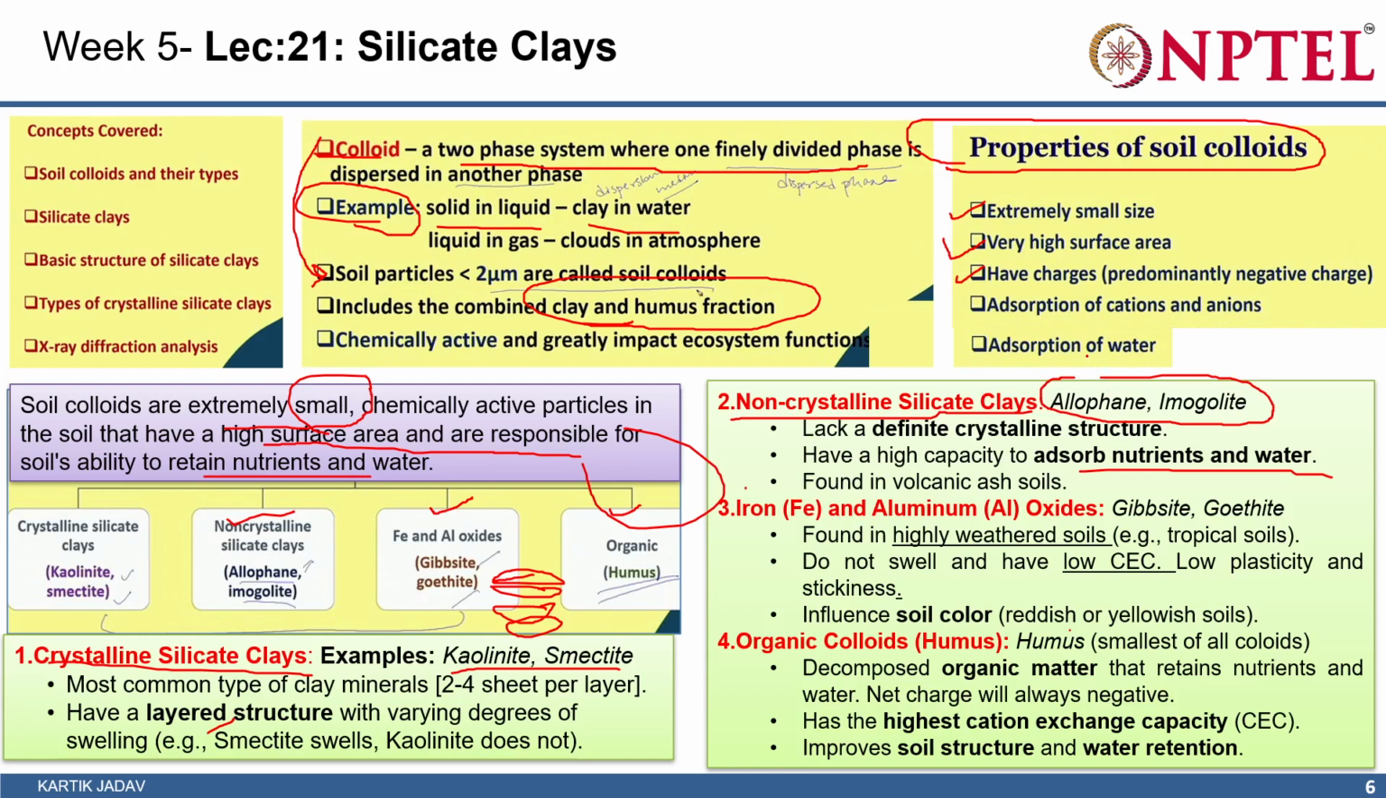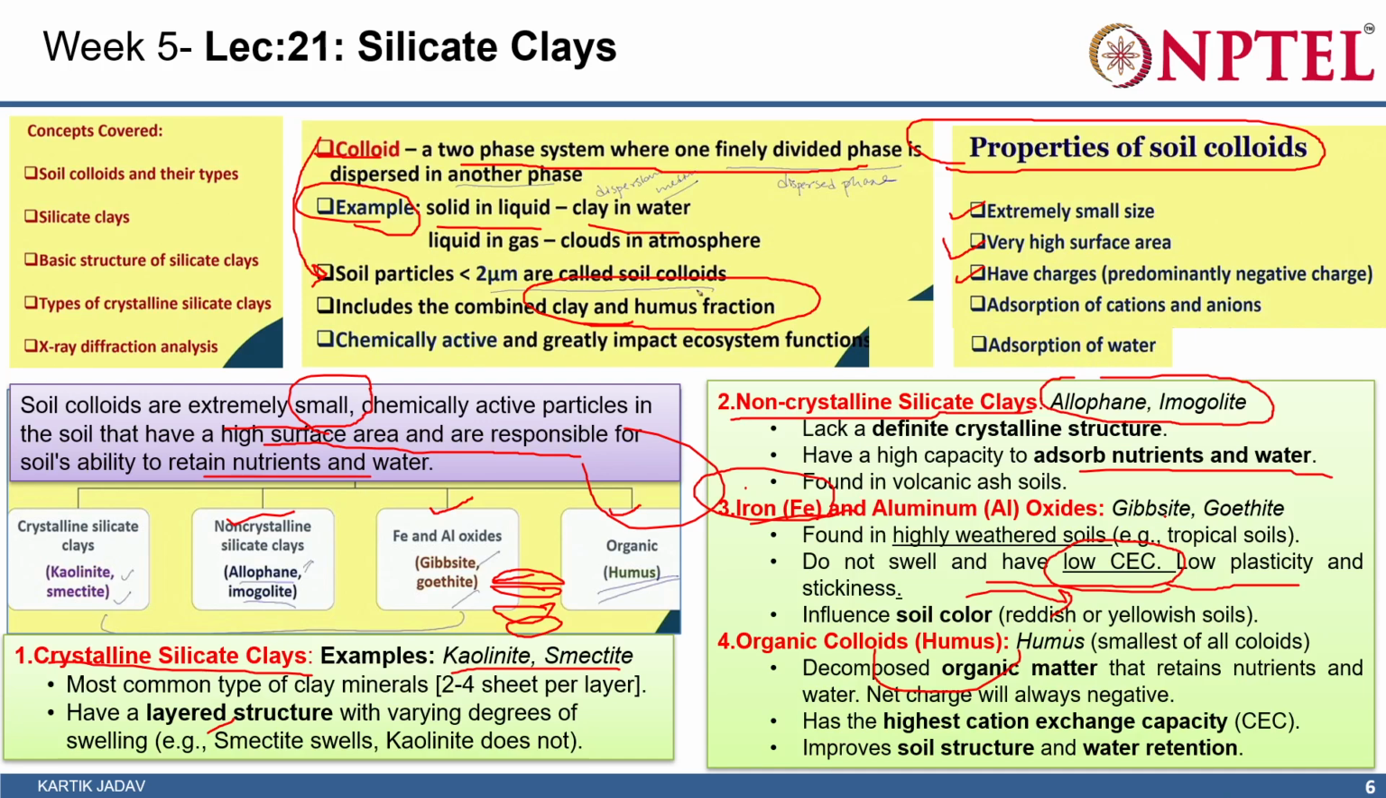The third one is iron and aluminum oxide colloids. They are generally found in highly weathered soil like tropical soil, do not swell, and have a low cation exchange capacity. As a result, they also have low plasticity and stickiness. They also influence the soil color. The presence of iron and aluminum in soil results in changes in the soil color, either reddish or yellowish whenever iron is present in soil, if you observe.